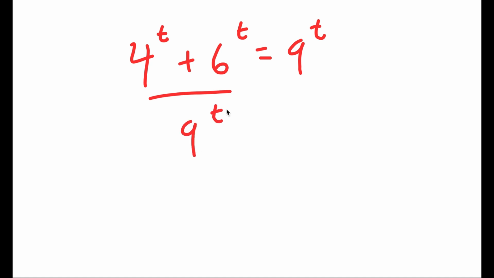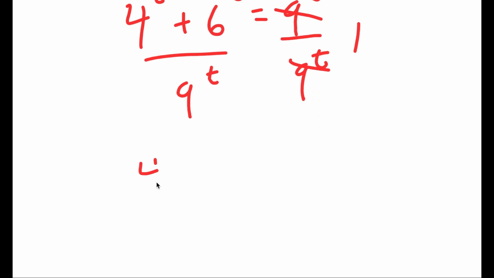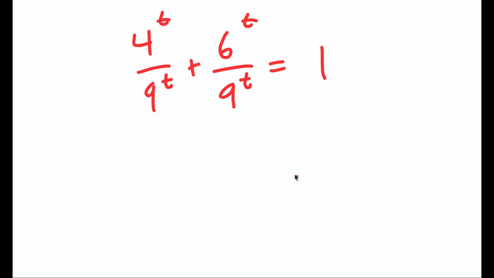And now I'm going to divide both sides by 9 to the power of t. So these two cancel out, and I'm left with 4 to the power of t over 9 to the power of t plus 6 to the power of t over 9 to the power of t is equal to 1.